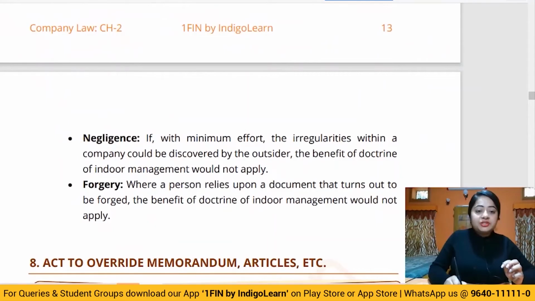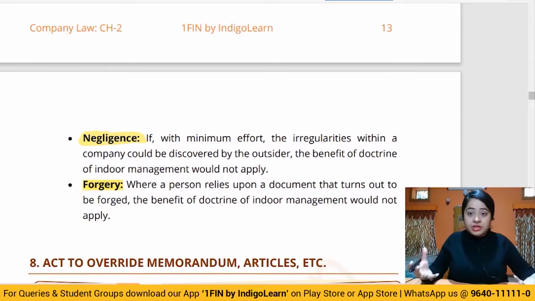The next point is negligence. If any outside party is negligent, okay, they're not careful enough, in that case again it will be the outside party's fault. They cannot take the benefit of indoor management. And lastly, forgery. Okay, so in case any of the transaction between the company and any outside party is forged, so that means someone else has signed, the authorized person has not signed on the documents, then that document is going to be completely nullified. It will not be valid. It will not operate between the company and the outside party. So the outside party cannot take the benefit of this particular doctrine.